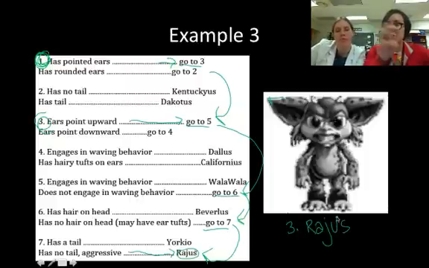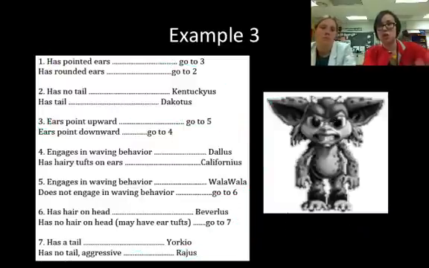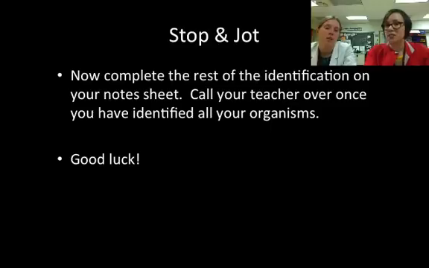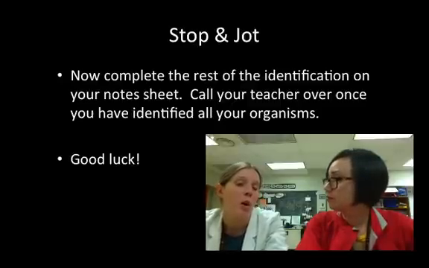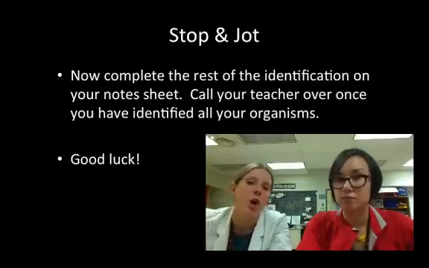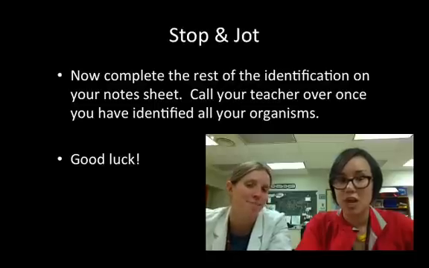And so we've now identified 3 of these organisms for you, and now we finally got into your stop and jot. So your job is to identify the rest of the aliens, and then before you go on to any other dichotomous keys, make sure you call your teacher over to check your answers. Good luck, guys.